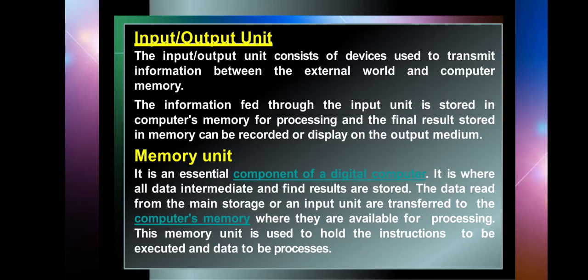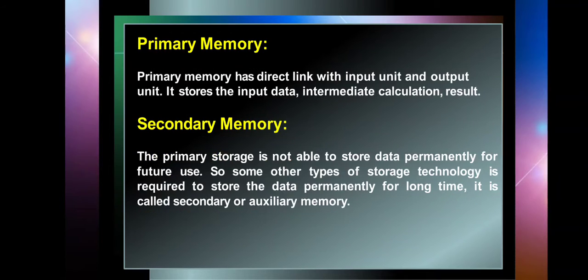through plotter we get output. Memory unit. We all know that memory is a very important part of a computer system, and it is an essential component of a digital computer. The memory unit is used to hold the instructions to be executed and data to be processed. Now primary and secondary memory. Primary memory has a direct link with the input unit and output unit. It stores the input data, intermediate calculation and result. Secondary memory: primary memory is not able to store the data permanently for future use. So some other type of storage technology is required to store the data permanently for a long time. It is called secondary or auxiliary memory.